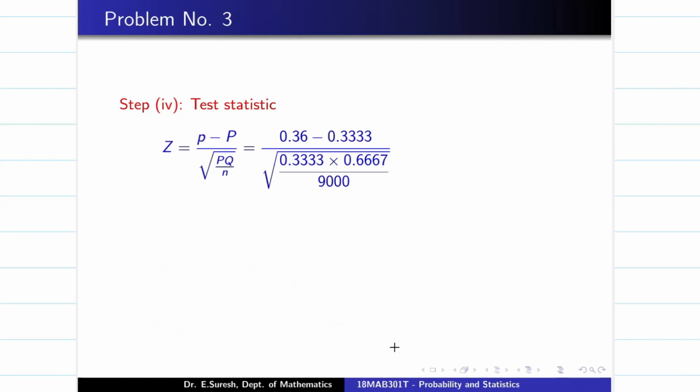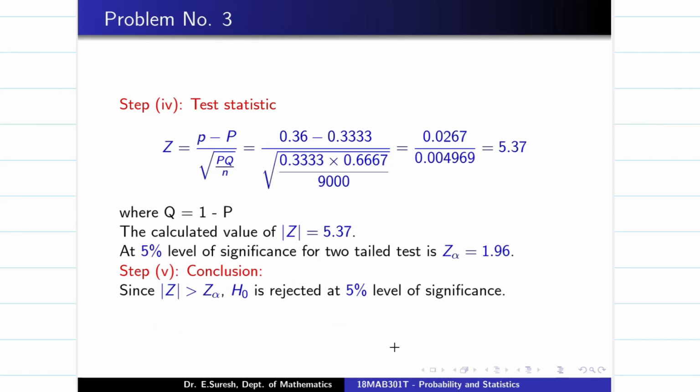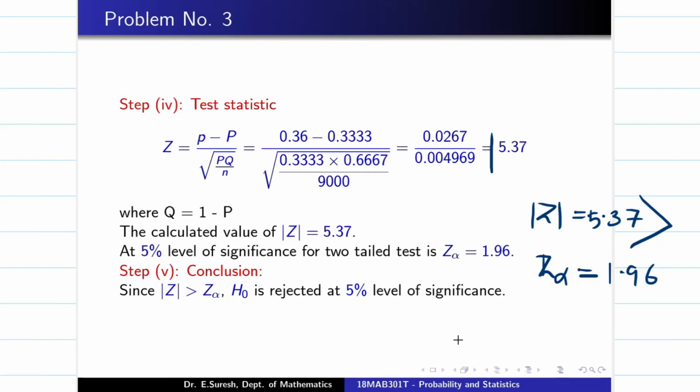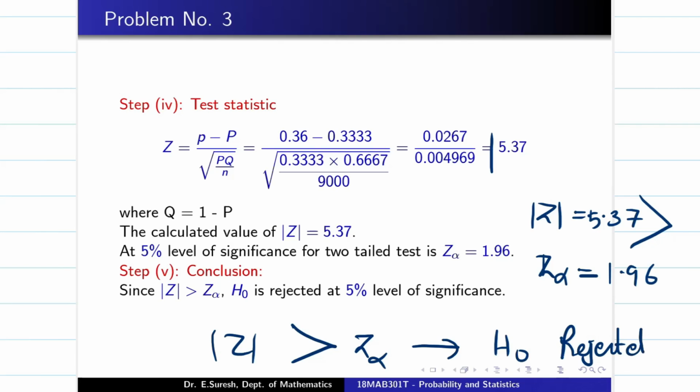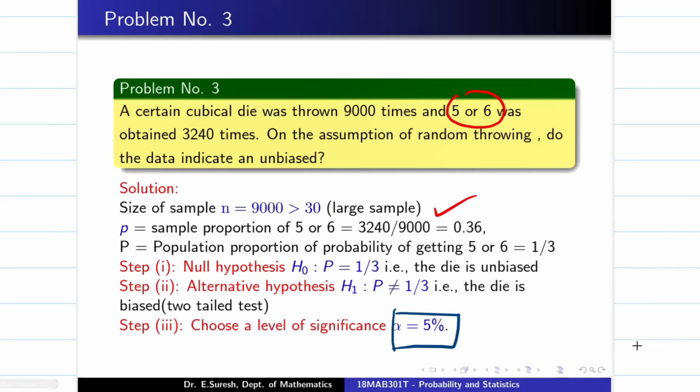Substitute the values. So modulus of Z is 5.37. Z alpha is 1.96. So we have to reject it because the calculated value is more. I have to reject the data. So that means I can say there is a cheating happening in this problem. So the die is biased. You have to write the wordings at the end.